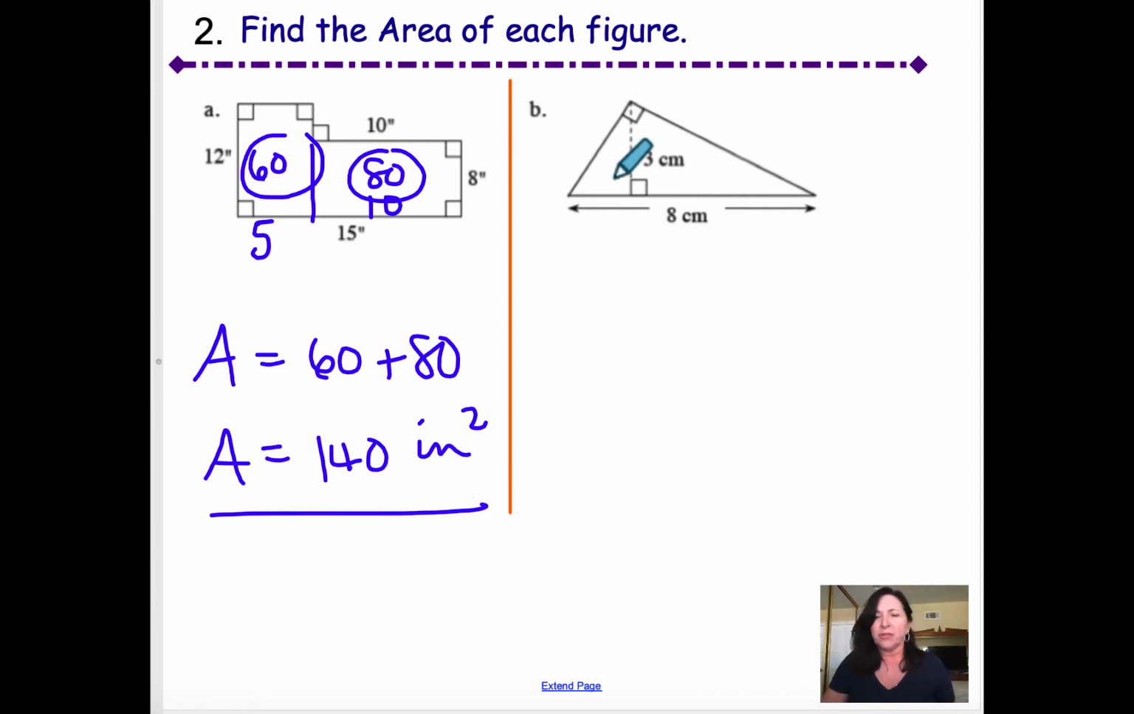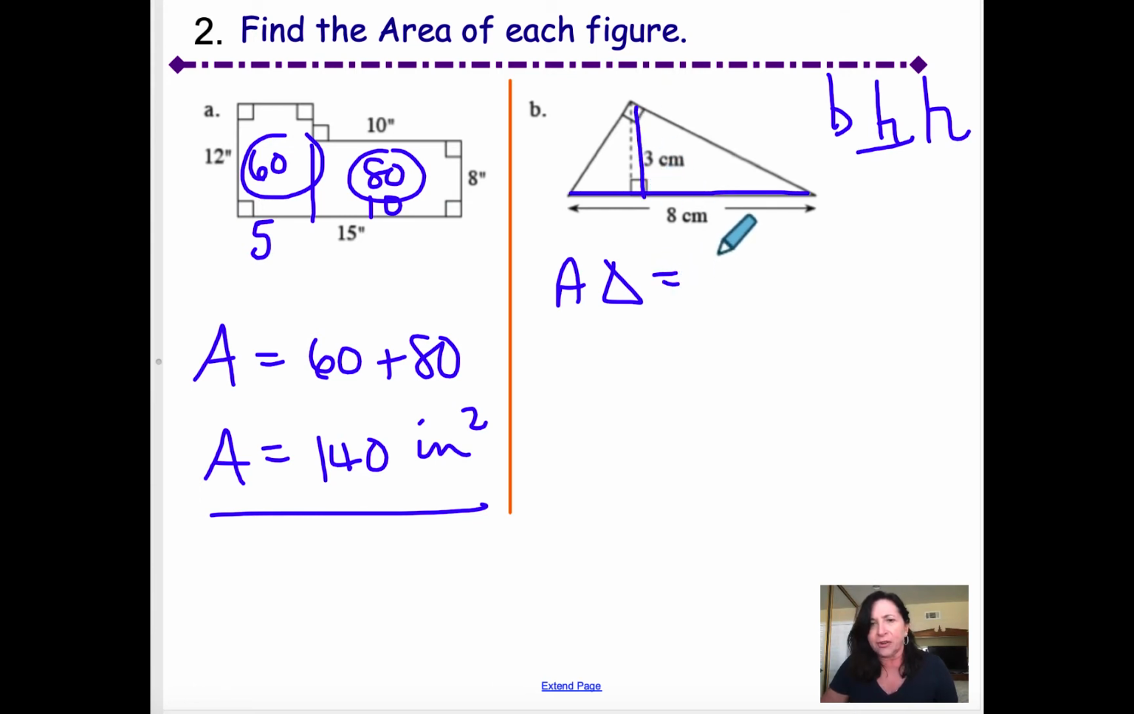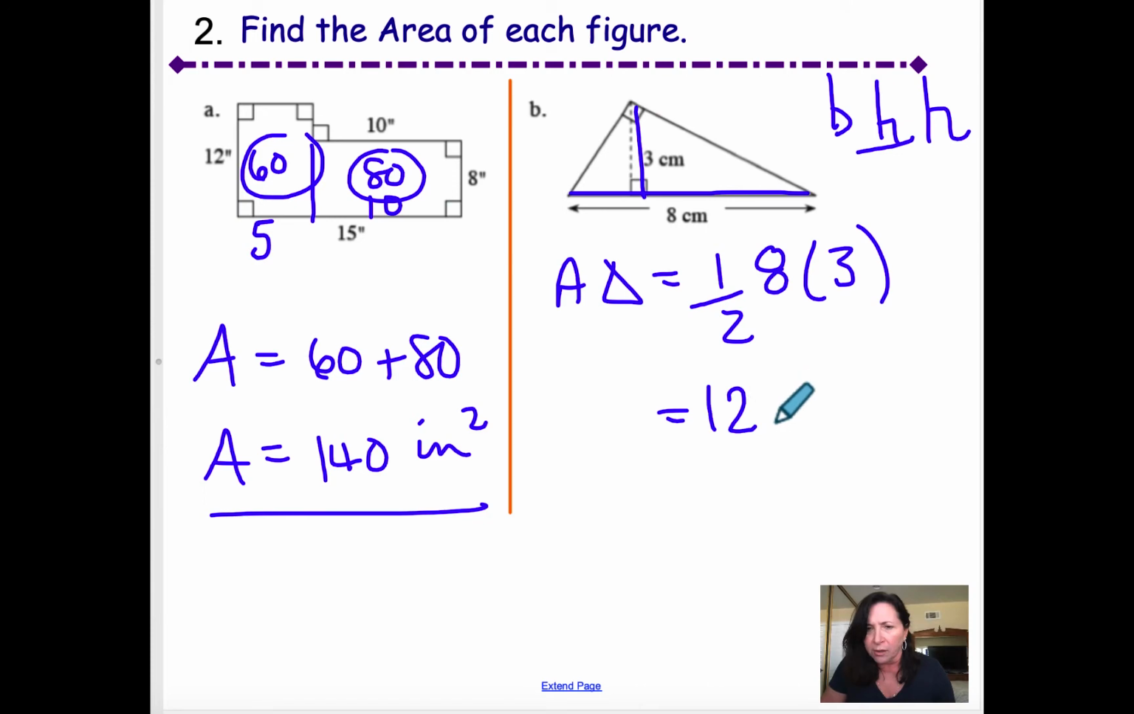Okay. For this one right here is a right triangle, looks like, and for the area of a triangle, remember that anytime you have area of a triangle or parallelogram, etc., the base has to be perpendicular to the height, and I can see clearly that it is. So the area of the triangle is 1/2 my base, which is 8, times my height, which is 3. 8 times 3 is 24. 24 divided by 2 is 12. That makes 12 centimeters squared for this area.